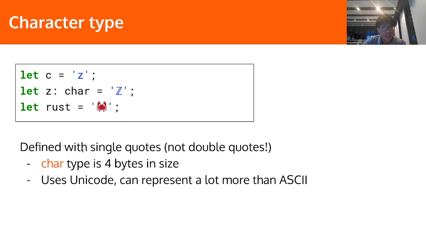In Rust, the character type is 4 bytes in size, whereas in a programming language like C or C++, the character type will usually be 1 byte. This is because Rust uses a Unicode representation, so it can represent a lot more characters and code points than the traditional ASCII used in C and C++. This means that we can have characters representing emojis and special symbols, including symbols from other languages and other scripts.